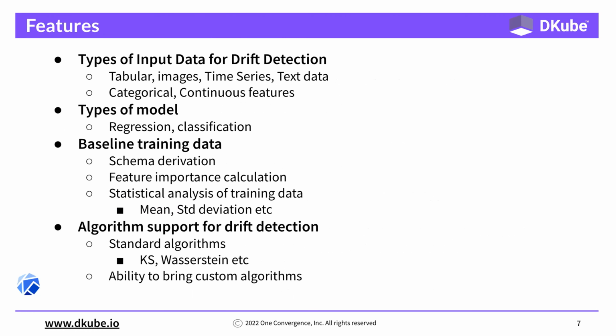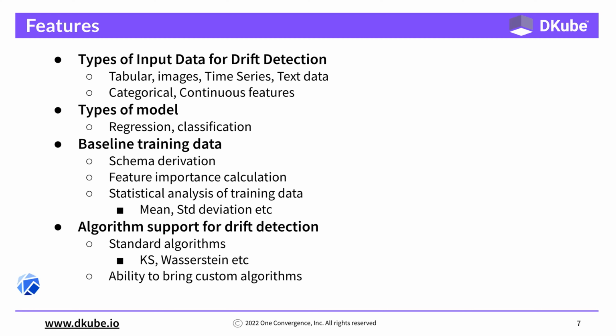Right. So in terms of features, quick time check. Okay. In terms of features, the model monitoring needs to be able to detect drift for the input data. There are different types of data: tabular or columnar data, images, time series, and text data. And then your inputs could be categorical or continuous features. And your model could also be a classification type of model or a regression type of model.